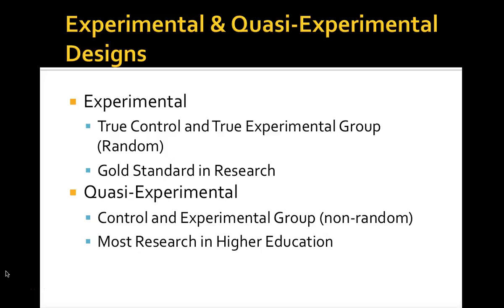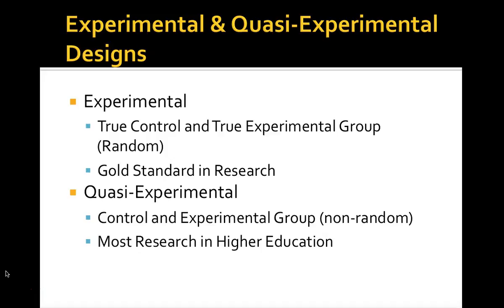There's also quasi-experimental research, where again you'll have a control and an experimental group, but how people end up in those groups is completely non-random. Most research in higher education is actually quasi-experimental. So for example, let's say we were going to have some sort of educational intervention and we were going to use two different classrooms. We may use one classroom to administer an educational intervention, and in another classroom we may not administer that intervention, and then we might see if there are differences in outcomes between the two classes.